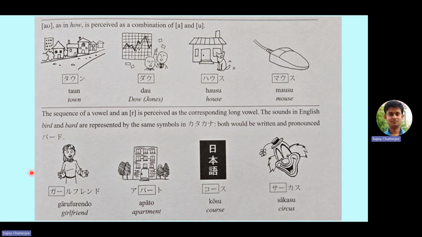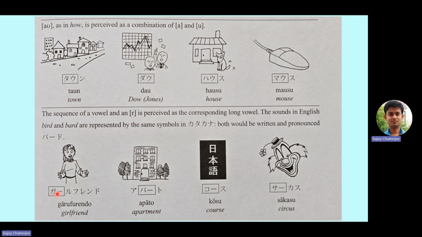Let's take some examples. The first word is girlfriend. It will be garu furendo. You can see here the first rule: the sequence of a vowel and an R is perceived as the corresponding long vowel. That means if there is a vowel sound before the R sound, then the R sound will be replaced by a long vowel, this dash. So there is no L sound here. Girl is garu.